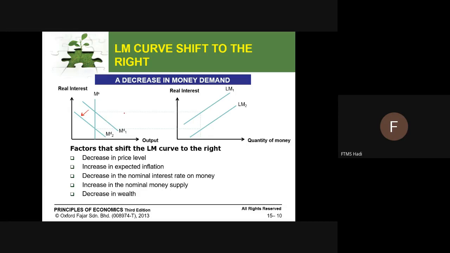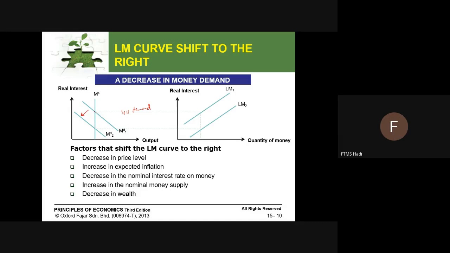It is because of less demand. That means people don't want to spend much money. There is a time when people don't really want to spend money, and they don't need much money, so that's why it shifts.